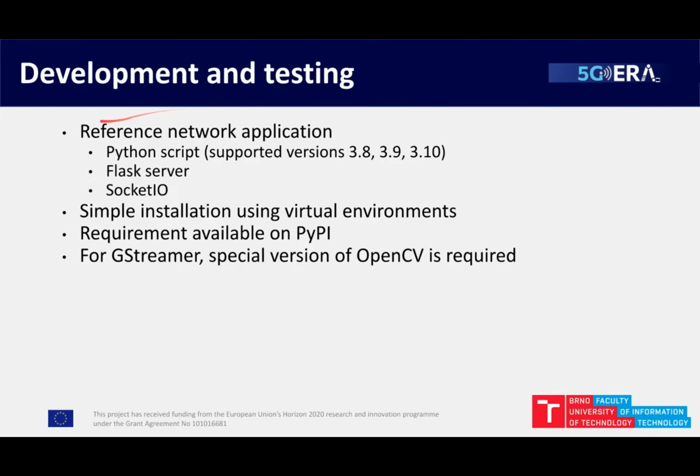With this reference network application, it's easy to install it using virtual environments. There are guides on how to install it available on our GitHub, and the requirements for the network applications are available on the Python Package Index. The only thing that is not available yet is the special version of OpenCV, which is required when you want to use GStreamer, because OpenCV needs to be compiled with support for GStreamer, but it's not mandatory, and you can use the network application completely without GStreamer.